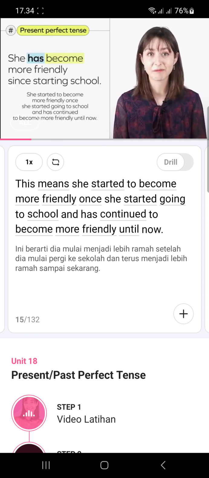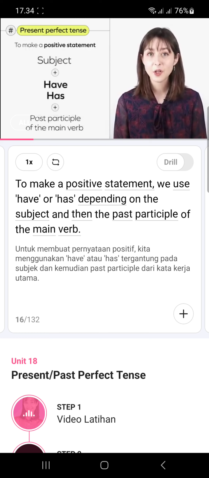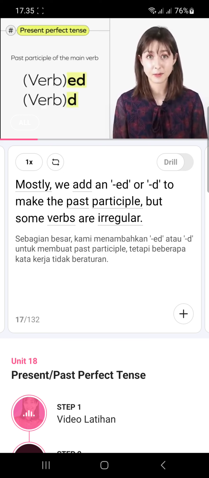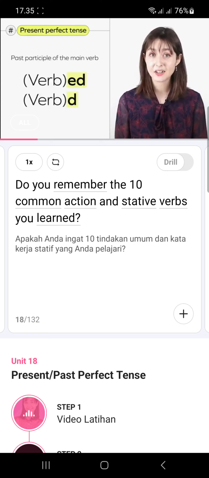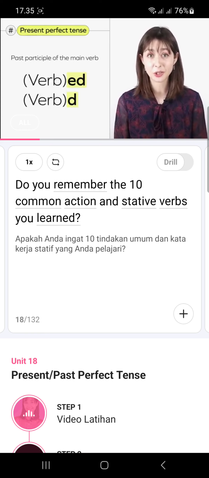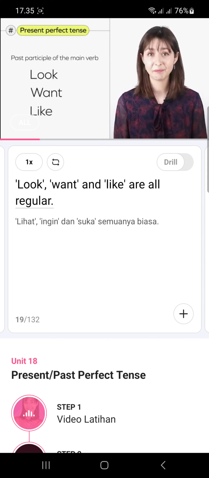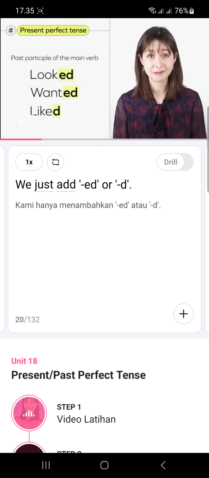To make a positive statement, we use have or has depending on the subject, and then the past participle of the main verb. Mostly we add an ed or d to make the past participle, but some verbs are irregular. Do you remember the 10 common action and stative verbs you learned? Look, want, and like are all regular. We just add ed or d.